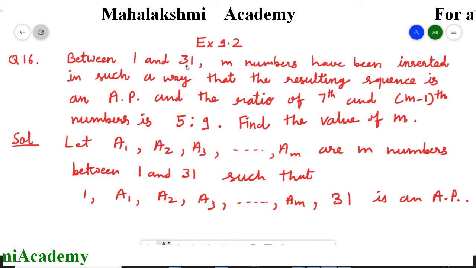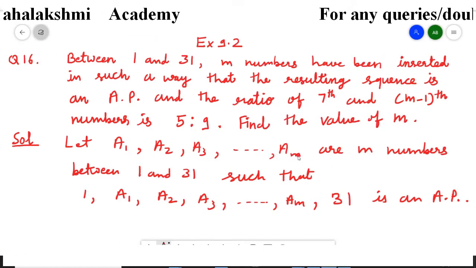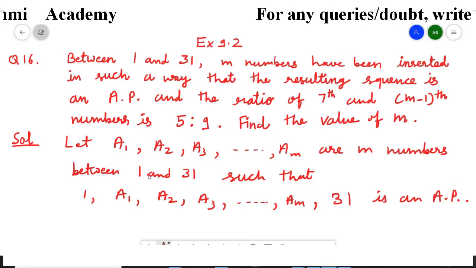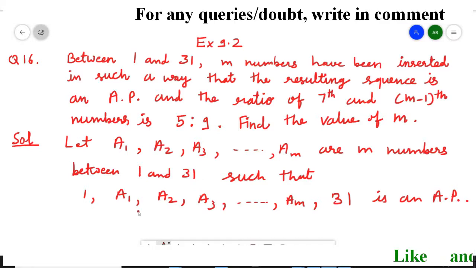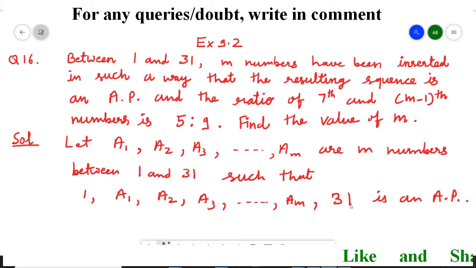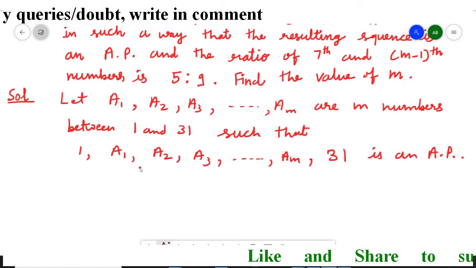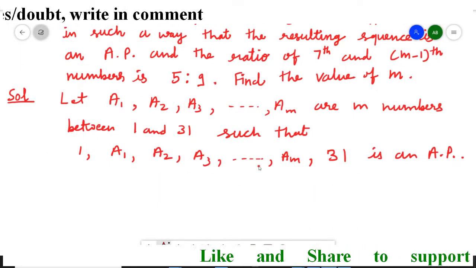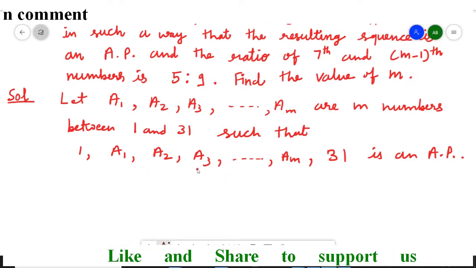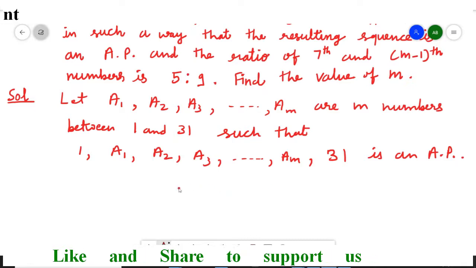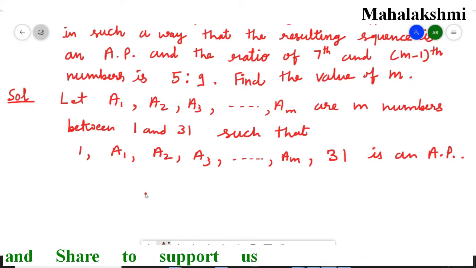The question is demanding that we have to insert m numbers between 1 and 31. So I assumed A1, A2, A3 and up to AM are the m numbers which we are going to insert between 1 and 31 in such a way that whatever sequence we obtain is going to be an AP. Now in this AP, A1, A2, A3, AM are the arithmetic means. So in arithmetic mean questions, directly we can find the common difference. The formula is available, so I am going to find that first.